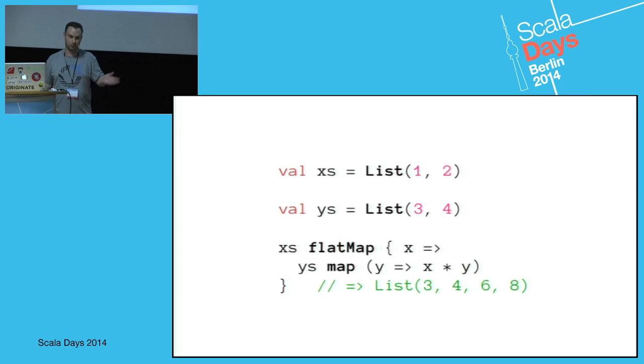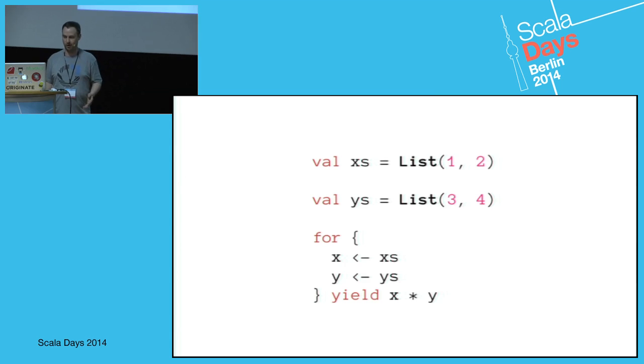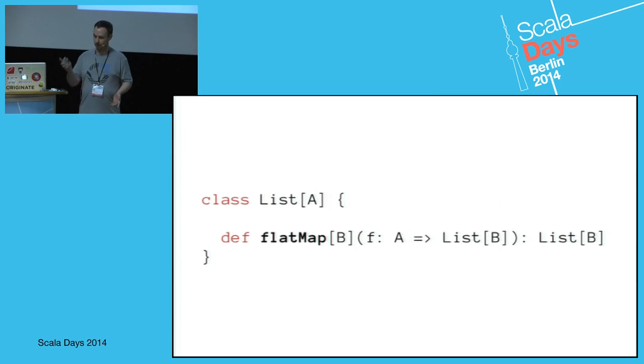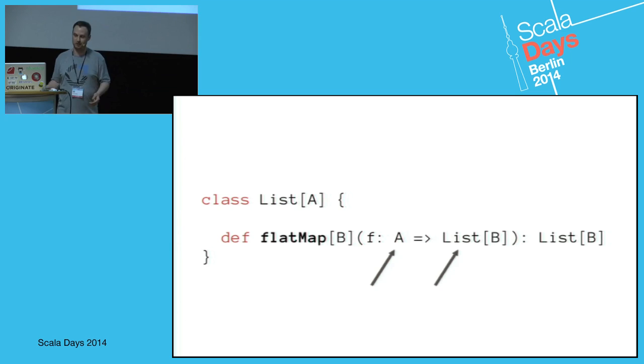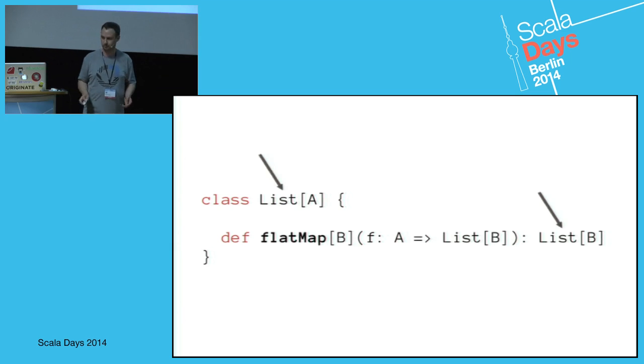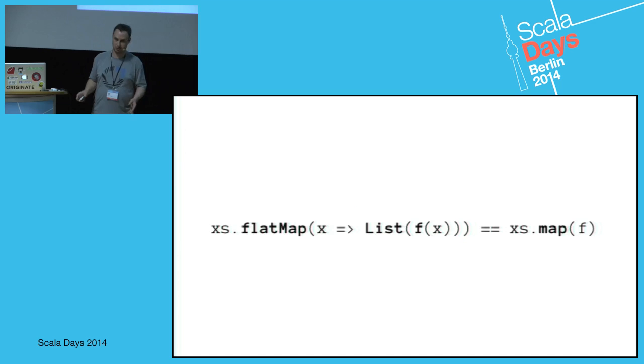You can combine lists in different ways, and Scala also has some nice syntax for this. You do a multi-level for comprehension, and flat map has a signature that, again simplified, looks like this. It takes a function from A to a list of B and uses that to turn a list of A into a list of B. And flat map has a relationship to map, where if you flat map with a function that applies f and then sticks it in a singleton list, that's exactly equivalent to just mapping with f.